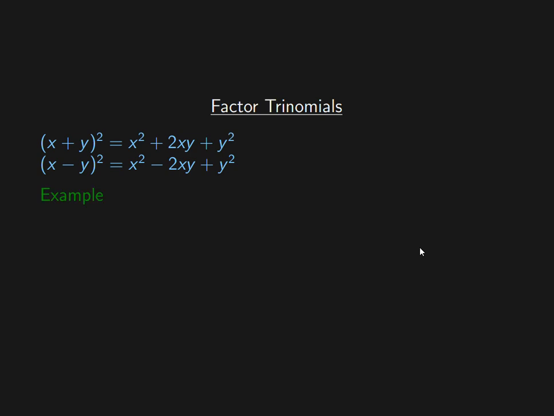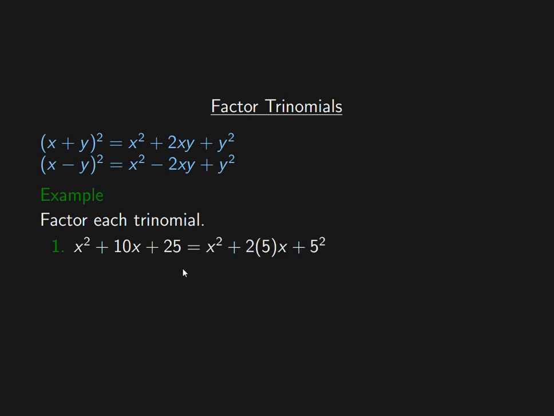So let's see an example. x squared plus 10x plus 25. We can write the middle term 10 as 2 times 5, and 5 squared is 25. So this simplifies to x squared plus 2 times 5x plus 5 squared. This looks like the square of the first binomial, where y is 5. So this simplifies to (x + 5) squared.